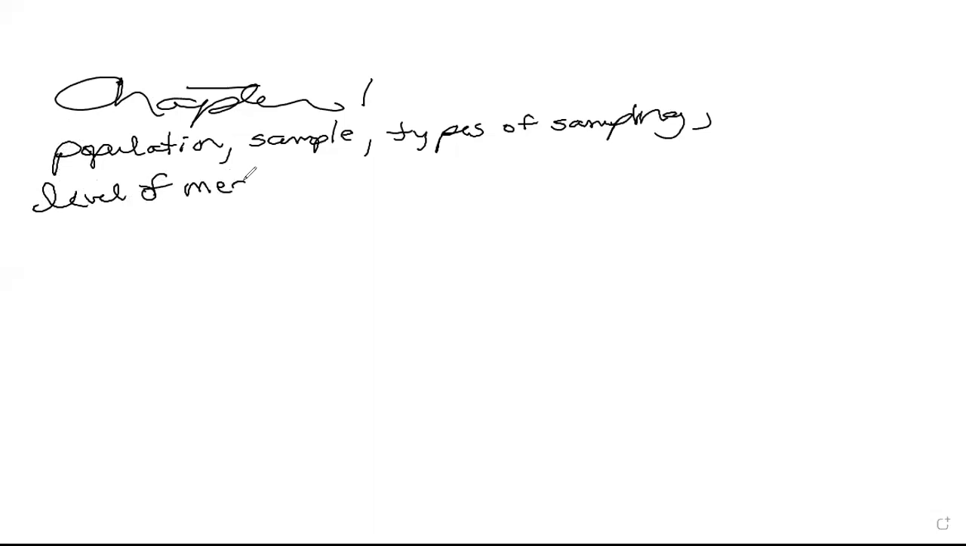So that's nominal, ordinal, interval, and ratio. Okay, so make sure you know your levels of measurement. Remember, nominal is category only, and a little bit more specific than nominal is ordinal. That's where you understand the order, but you don't know the differences between them.